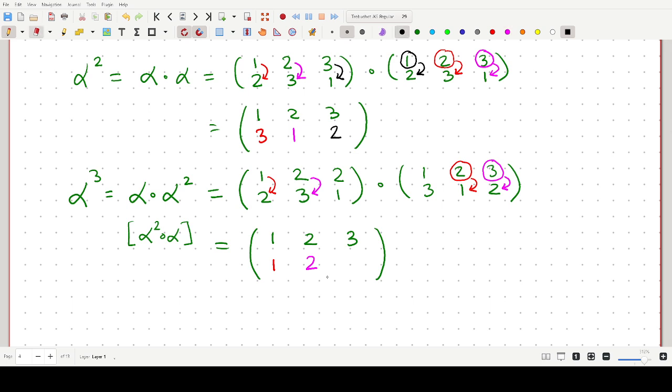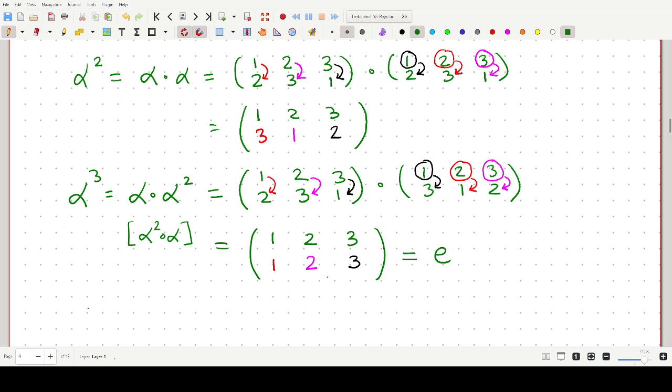In the third place, we have got 3, which goes to 1, right? And in alpha squared, alpha to the power 2, this 1 is transformed to 3. Hence, the third position goes to the third position, or rather it remains at the third position. And as you can see, this is our identity element E.